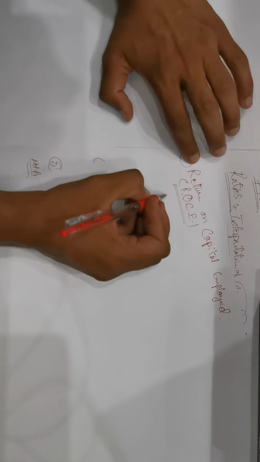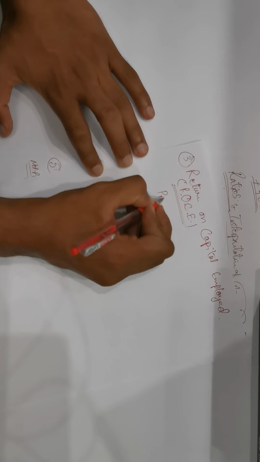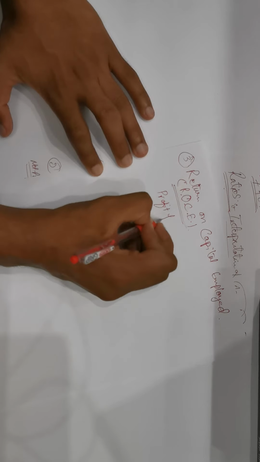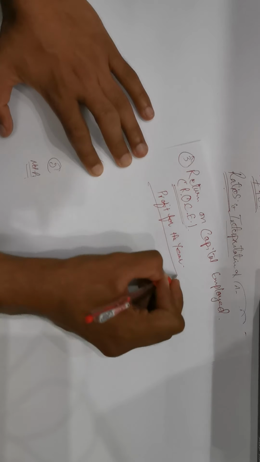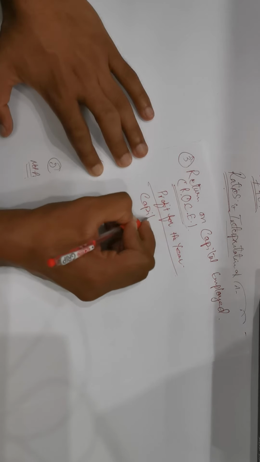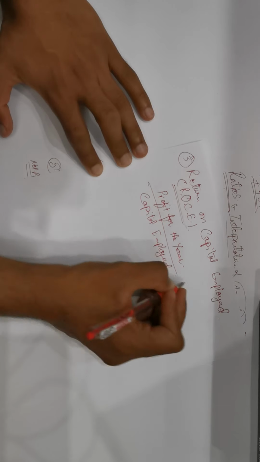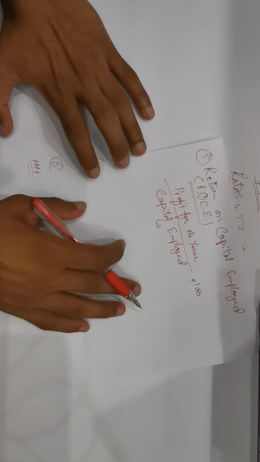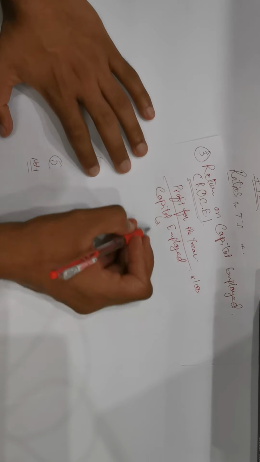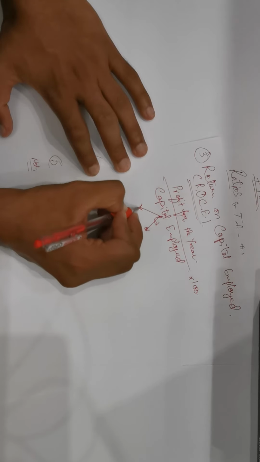The formula for this is profit for the year over capital employed into 100. And capital employed is further segregated. We have two formulas to calculate capital employed.